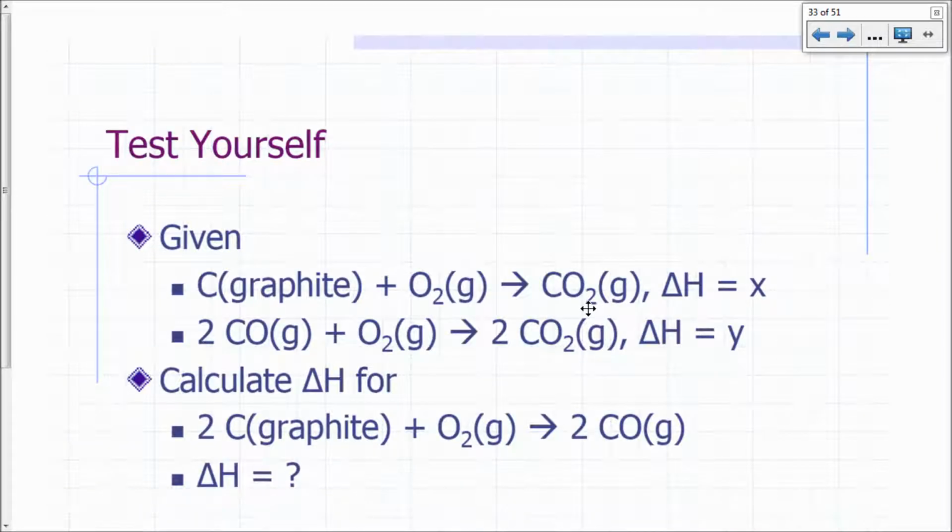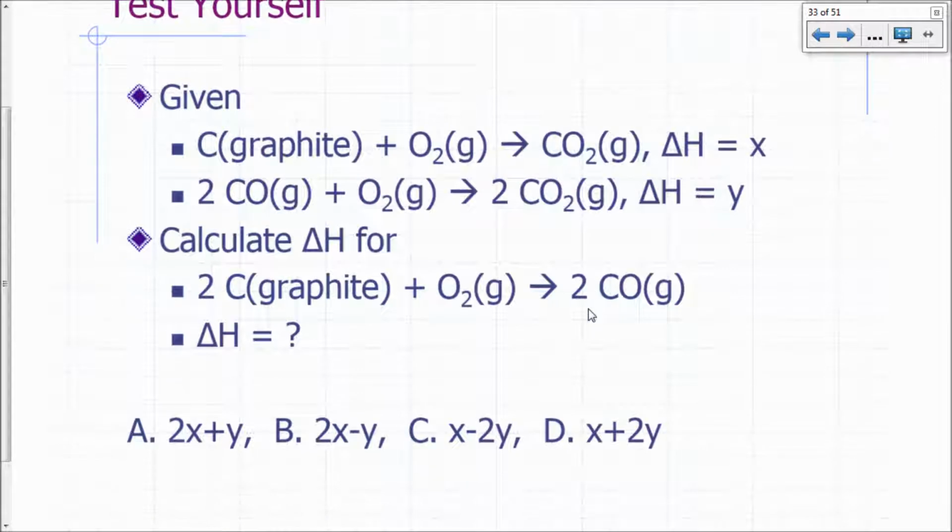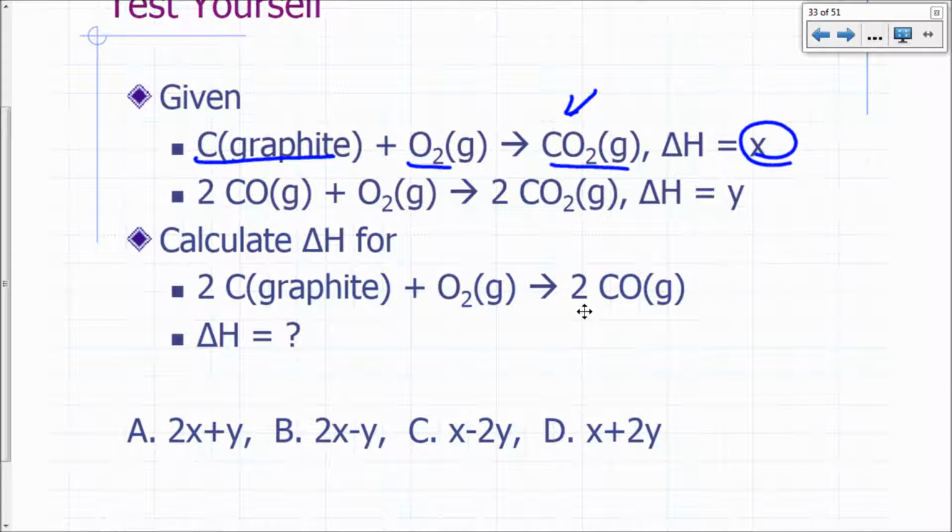Let's look at some real reactions. Okay. Let's say I have the reaction of graphite with oxygen giving you CO2 gas. You can measure that in a bomb calorimeter. This is a combustion reaction. Remember, combustion reactions are reactions with oxygen that give you the oxides, right? So the oxide of carbon is CO2. That's an easy reaction to do in the lab. You can do that with bomb calorimetry. So let's say you determine that to be X.